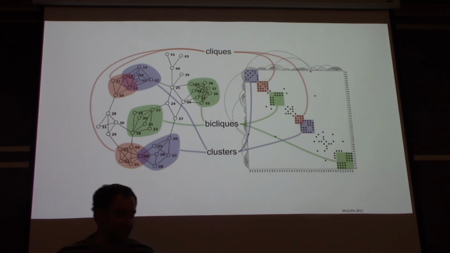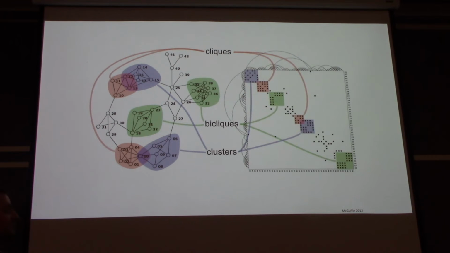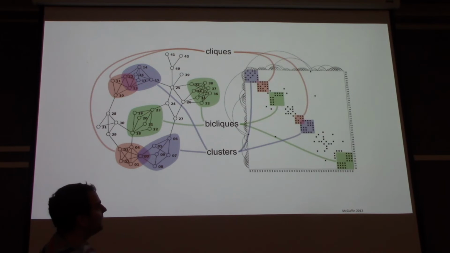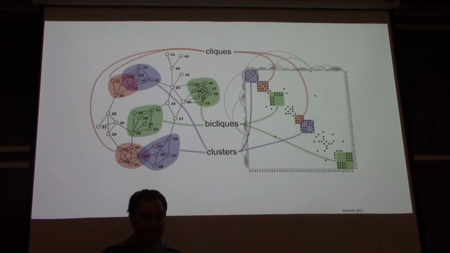Here's another example of various structures. You have a slightly more complex graph, and what the structures correspond to in this matrix layout here.